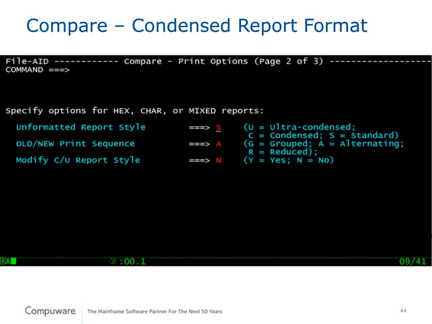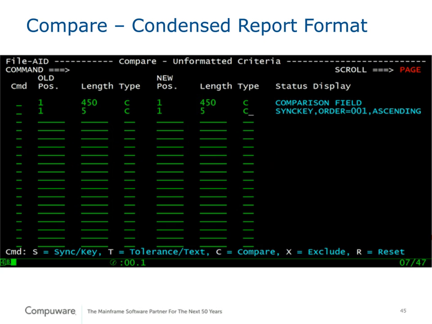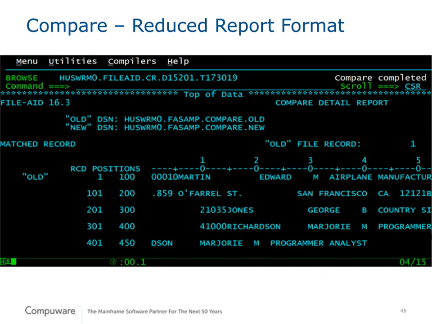Let's look at how it looks currently. In my case, I'm going to compare the entire record, all 450 bytes, and I'm going to synchronize on the first 5 bytes as the key. Since it's a sequential file, we're going to tell it to use the first 5 bytes as the sync key. And this is what a report looks like.